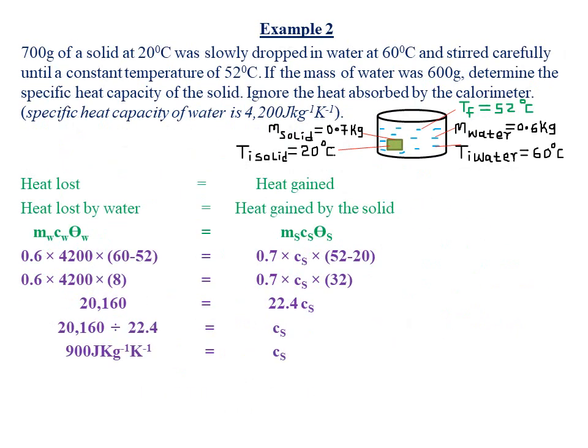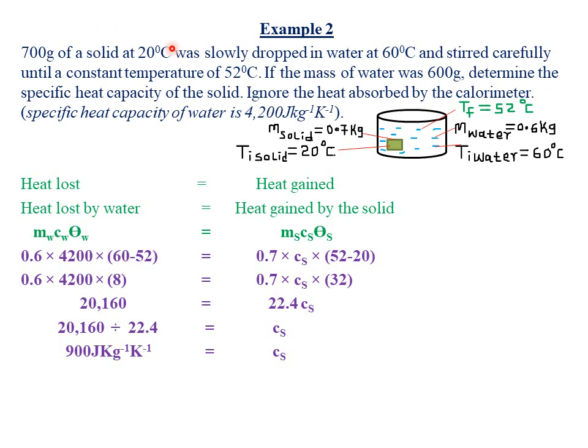Next, let's look at our second example, which reads that 700 gram of a solid. So this is the mass of the solid. So M solid is simply equal to 700 grams. We convert each quantity into its respective SI unit. We know that the SI unit for mass is the kilogram. So to convert 700 gram into kilogram, we simply divide it by 1000. So the mass of the solid is 0.7 kilogram.